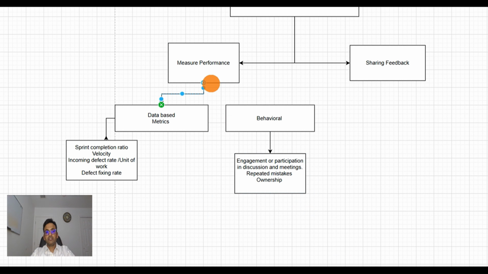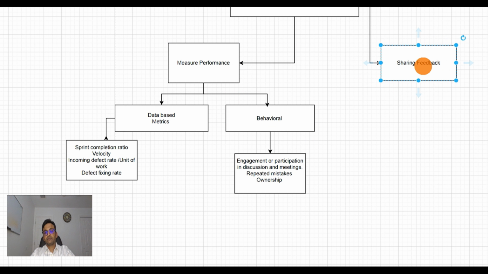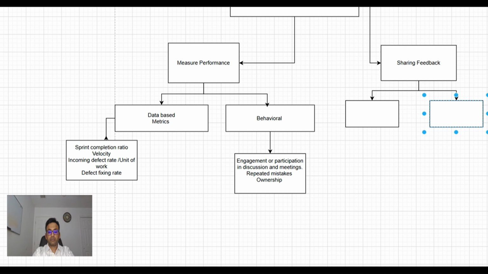Now the question comes, how to share the feedback. To share feedback, there are two things. One is the organization feedback, which could be quarterly, half yearly, or annually, and is called the performance review or feedback. So that is one thing.